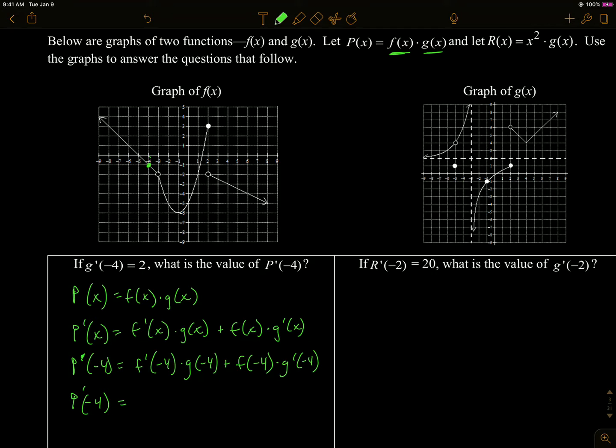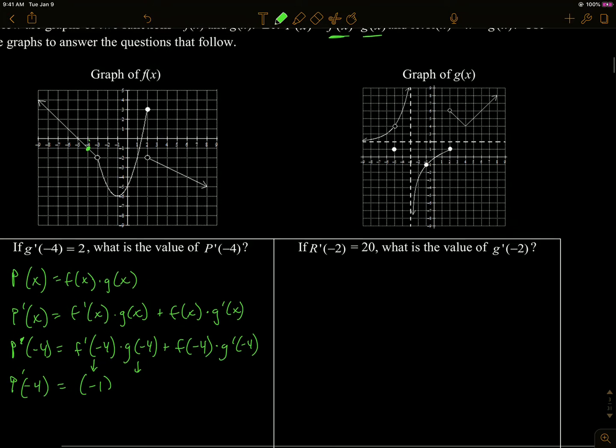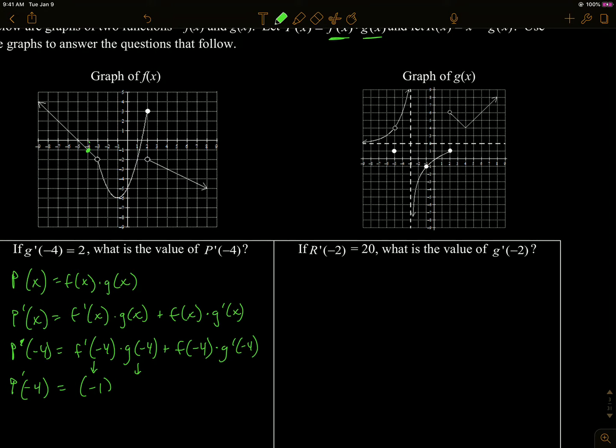So that slope looks to be negative 1. So f prime of negative 4 is equal to negative 1. Then I've got to get g of negative 4. Then I go over to the graph of g. I go to negative 4. And this time it's just the y value because they don't want the derivative. So if I look at negative 4 and look up to the y value here, it looks like it is 6.